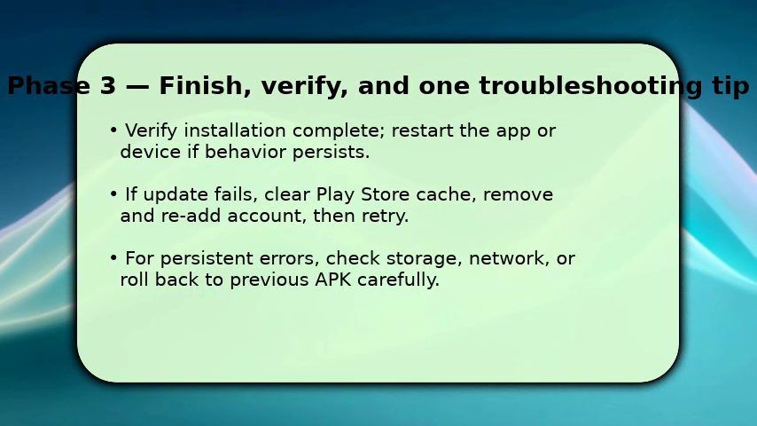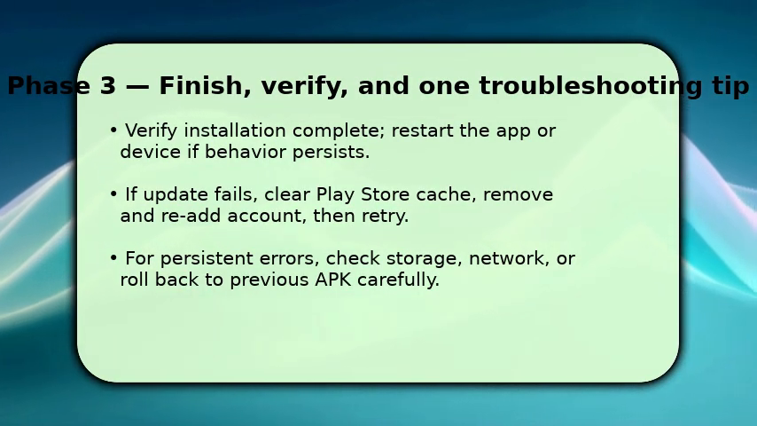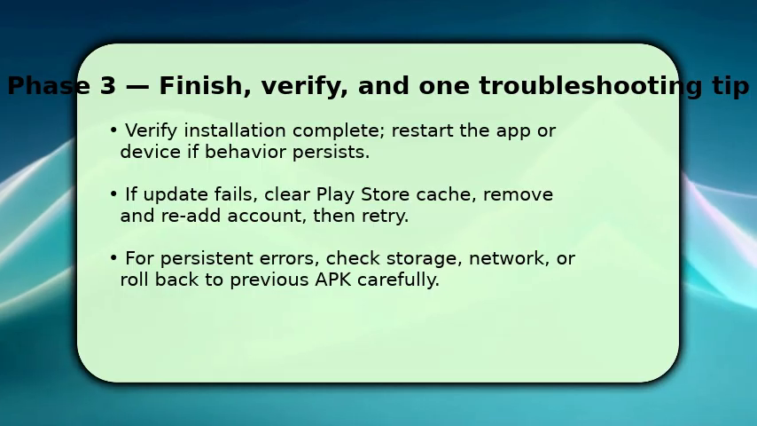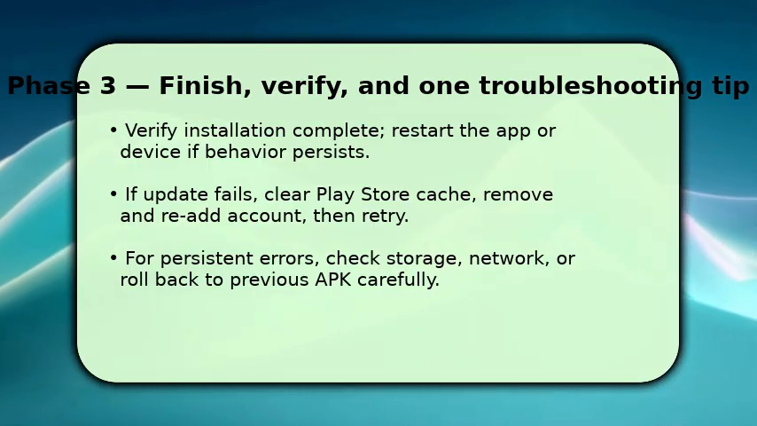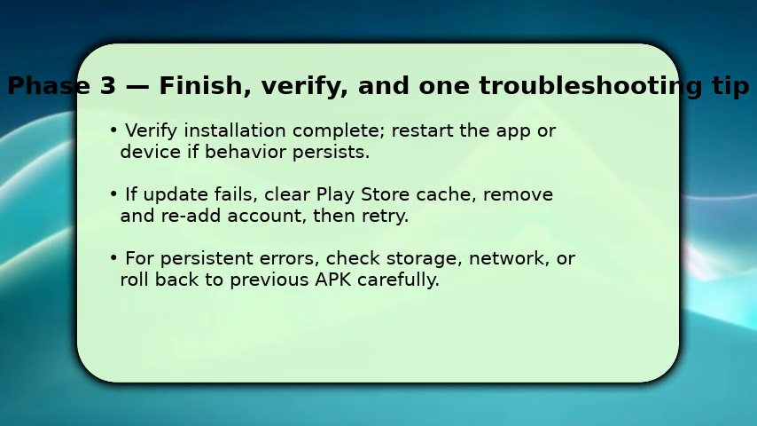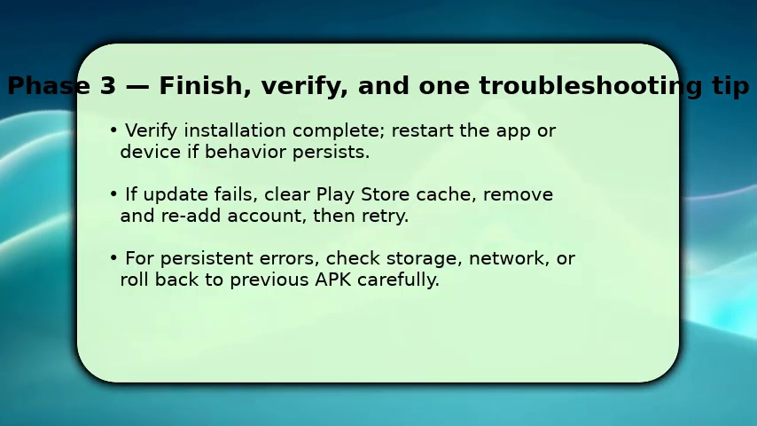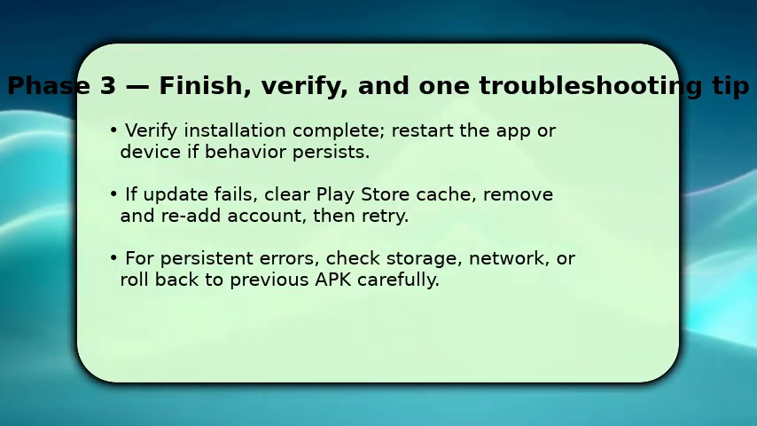When an update fails, clear Play Store cache and storage, then remove and re-add your Google account before retrying. This fixes many sync problems. If errors persist, check storage and network, or consider obtaining a previous APK from a trusted source.